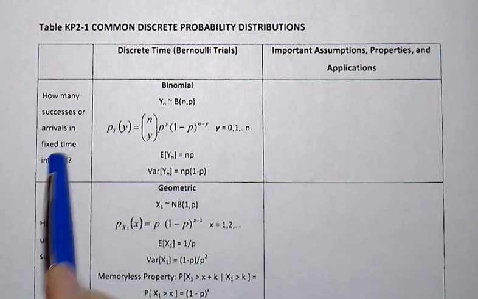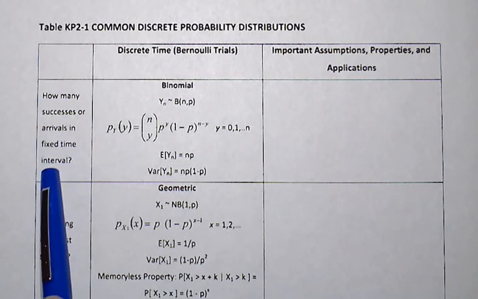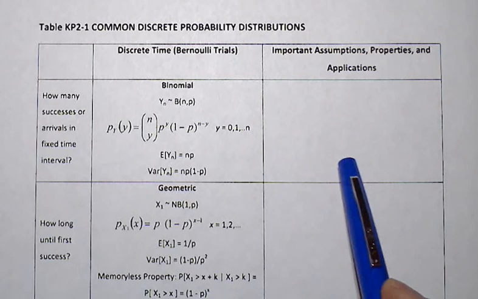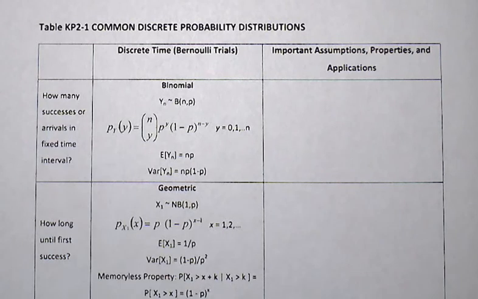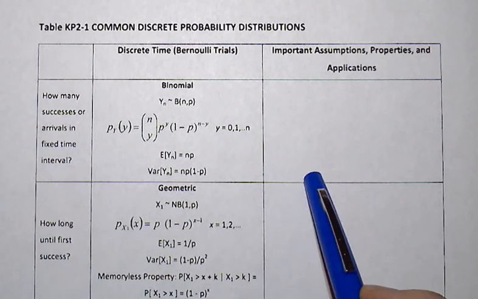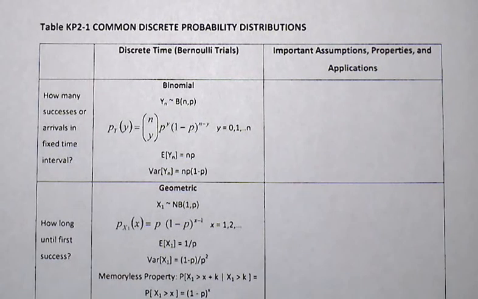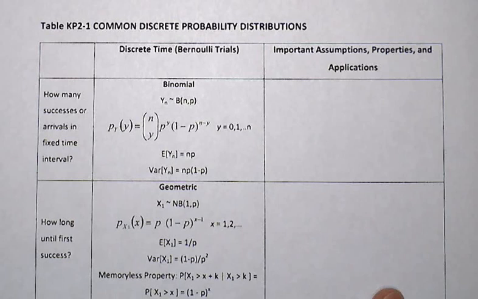So in your world of practice, how many successes or arrivals in a fixed time interval? Well, what kind of thing might you be counting as a success or arrivals in a fixed time interval? If you're a civil engineer doing traffic engineering, you might be talking about the number of vehicles that are going to arrive in a fixed time interval. But if you're looking at, say, customers in a store, well, then that's a different kind of arrival. But on the whole, it's still an arrival, right? So that's a guide to begin how to organize your own thoughts.